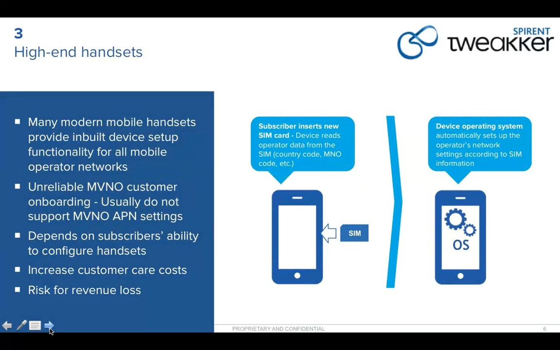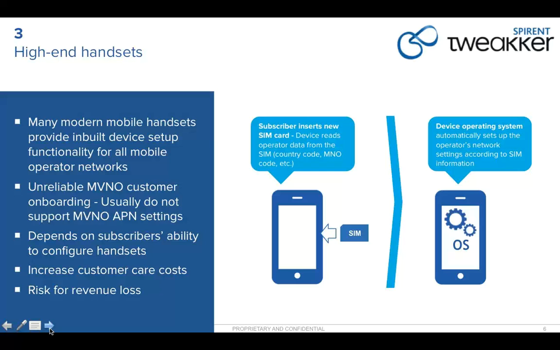topic and challenge we have on our list is high-end smartphones. So the common illusion is that modern smartphones solve these device setup problems because they have automatic inbuilt device setup functionality that reads operator information from the SIM card and autonomously performs, for instance, APN and MMS setup. That sounds great, but does the inbuilt APN setup in high-end smartphones really help MVNOs at all?